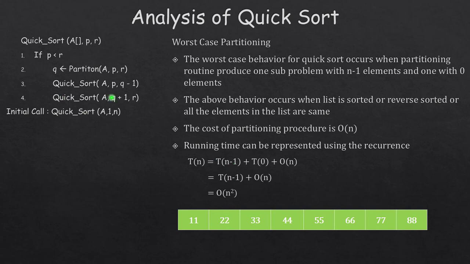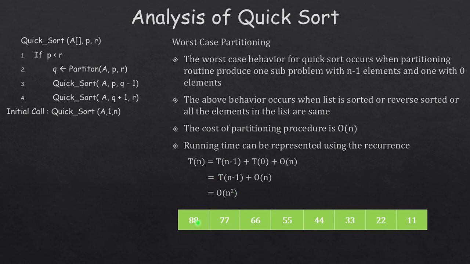And this quicksort call is for the right piece. How many elements are there in the right piece? 0 elements. So I am writing it as T of 0. So this expression can be written as T of n minus 1 plus O of n. We already solved this recurrence relation. There we got the complexity as O of n square.